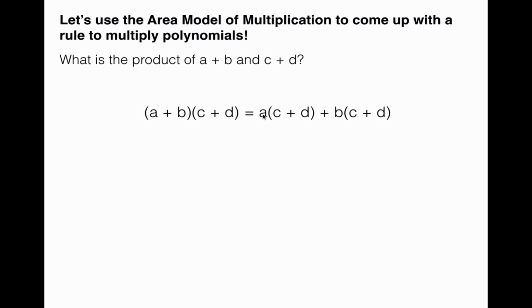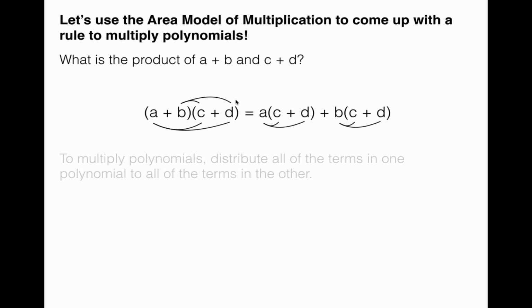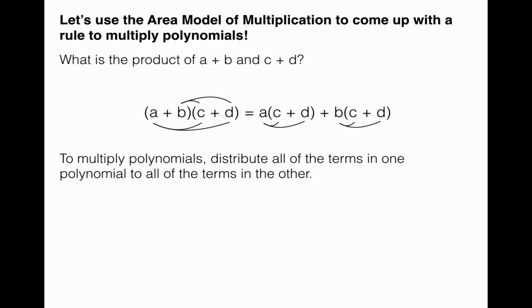And so really all we're doing here is distributing a to c and d, and distributing b to c and d. And if we understand that concept, there's no reason to rewrite our expressions. All we need to do is take our original expression and distribute a to c and d, and distribute b to c and d. So let's try using this on an actual set of binomials.